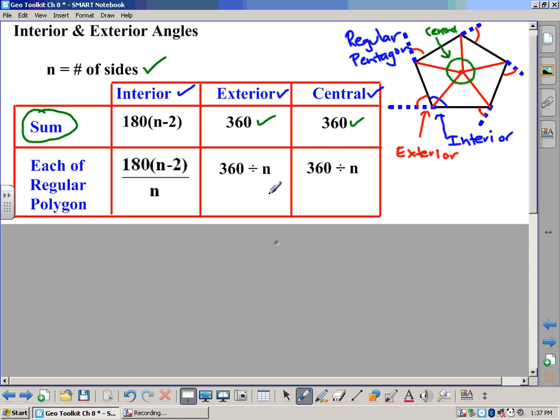So one thing you should notice is that each exterior angle is equal to each central angle. So the measure of the central angle is always equal to the measure of the exterior angle.